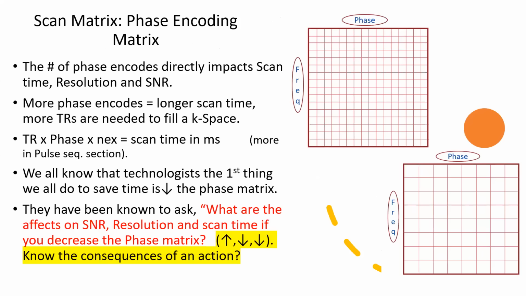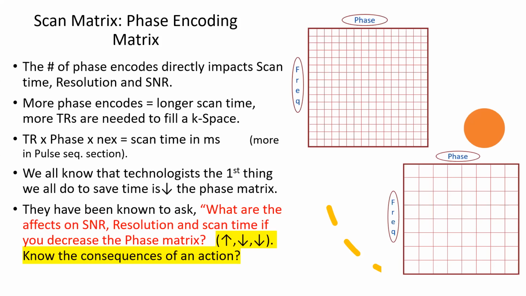Okay, so the number of phase steps directly impacts scan time, resolution, and signal to noise. More phase steps means a longer scan time, because in regular old spin echo imaging, one phase step equals one TR. You're filling in one line per TR. So TR times phase times NEX. And we're going to talk about that more after we come back from our break.